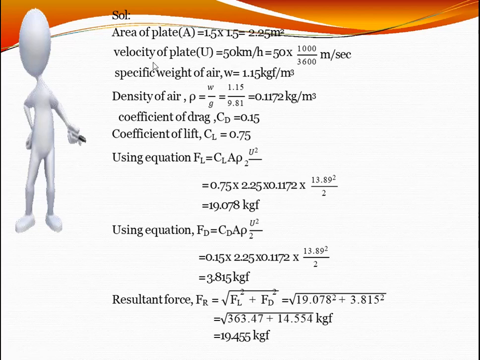We know specific weight W is equal to rho into g. So we have to find the density, which is required for the calculation. So density is equal to W divided by g, 1.15 divided by 9.81, which comes out to be 0.1172 kg per meter cube. We know the coefficient of drag which is given, that is CD, is equal to 0.15, and the coefficient of lift, CL, is equal to 0.75.